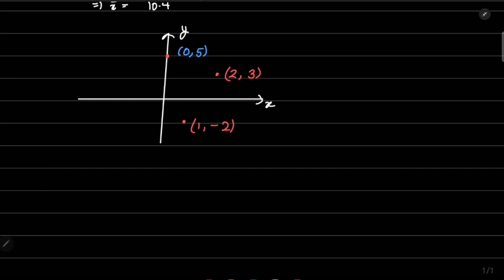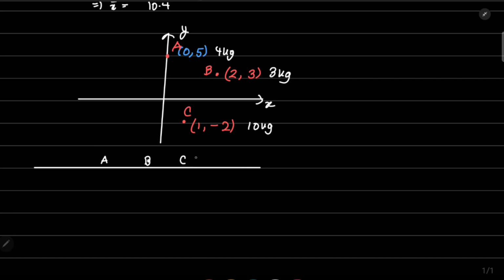So from here we'll draw a table. We must be given the masses at each point. So if we're given this is 4 kg, this is 3 kg, this is 10 kg, we'll write down the masses. So we can consider this to be A, this is B, and this is C. So A, B, and C. If we add them together, we'll get the total.